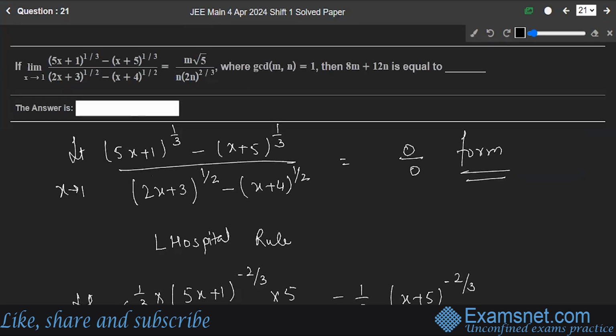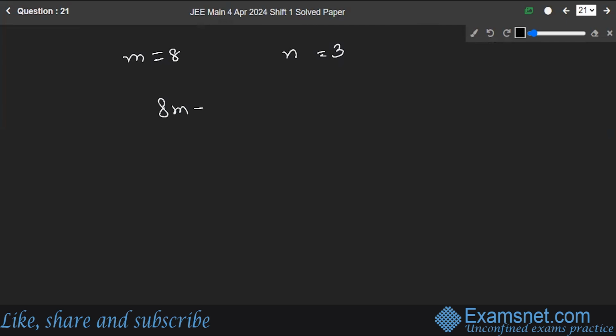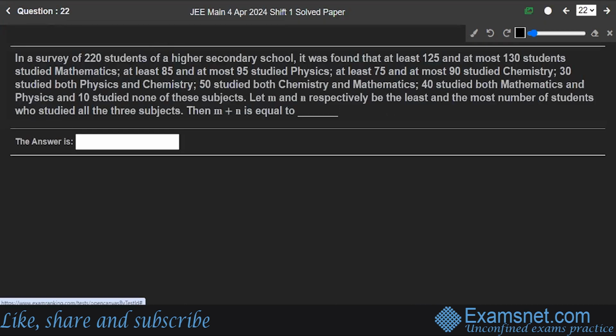Right. What do you have to find out? 8m plus 12n. So 8 into 8, 12 into 3, 64 plus 36, 100 is the right answer. Hope you're clear with this. Let's move to the next question.